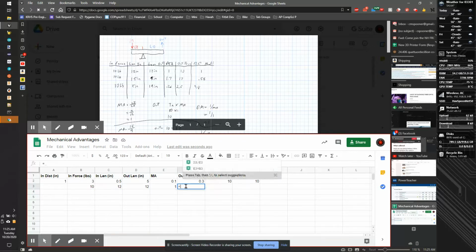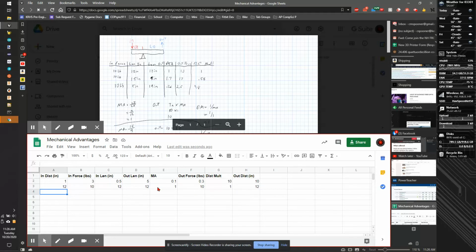So our out force is going to equal MA times in force. Distance multiplier is equal to 1 divided by MA. And if I do a distance, so let's say we had a 12-inch input distance, our out distance is going to be equal to this times our distance multiplier. So using a spreadsheet makes doing lots of math really easy, because I can solve and do the algebra inside the spreadsheet.